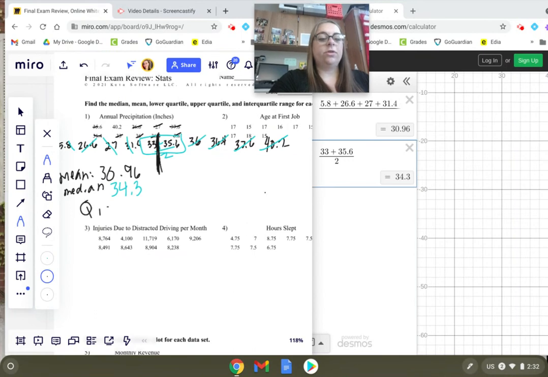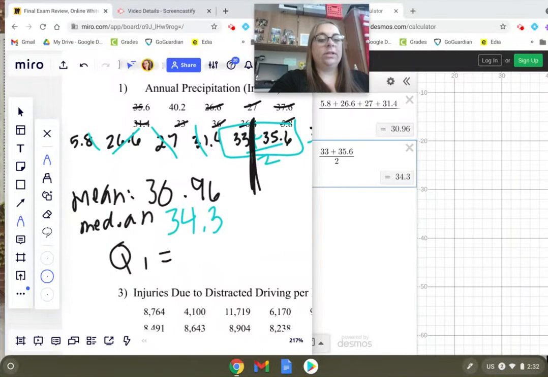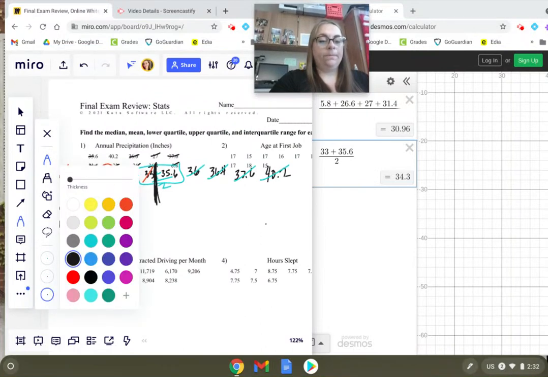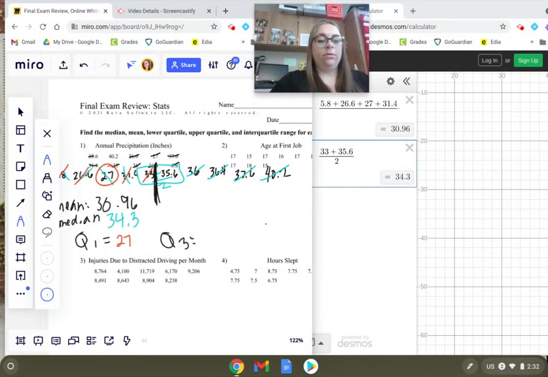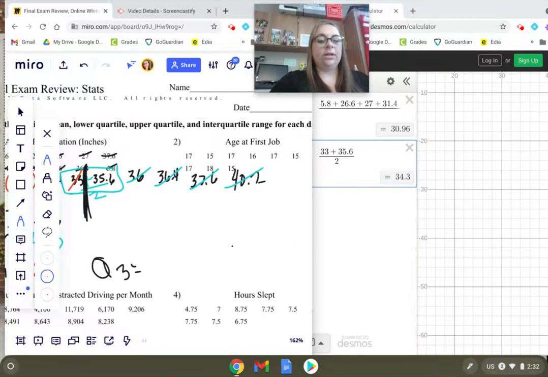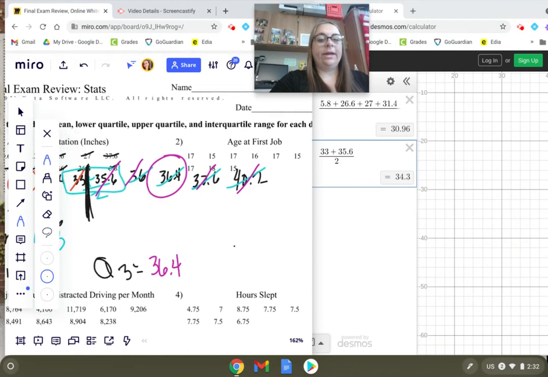So when I find my first quartile, that's the median of the first section. So let's do that same process. Let's cancel from the outside going in. So gone, gone, gone, gone. And the middle is 27. And let's do that same process to find our third quartile. So we'll be using these numbers. So again, cross off from the outside going in. 36.4 is my answer here.